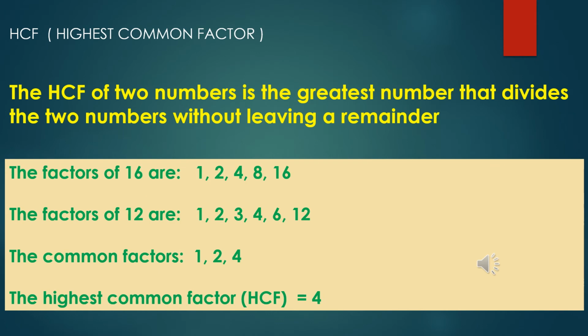Next we can study HCF, the highest common factor. The HCF of two numbers is the greatest number that divides the two numbers without leaving a remainder. For example, the factors of 16 are 1, 2, 4, 8 and 16. The factors of 12 are 1, 2, 3, 4, 6 and 12. The common factors are 1, 2 and 4. The highest common factor, HCF, is equal to 4.